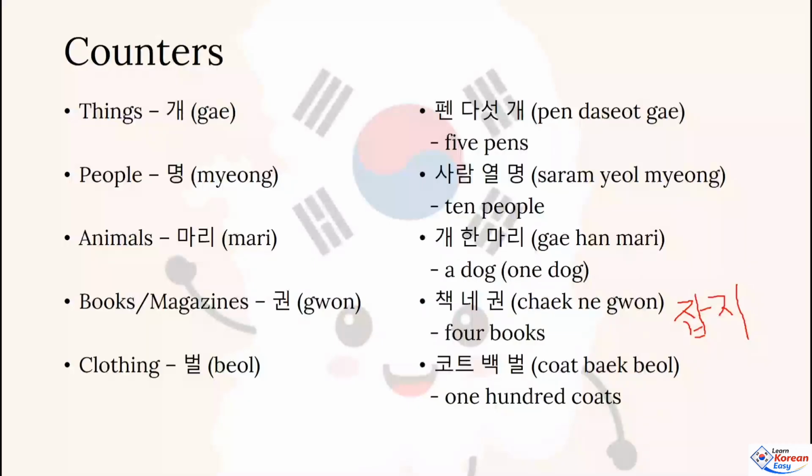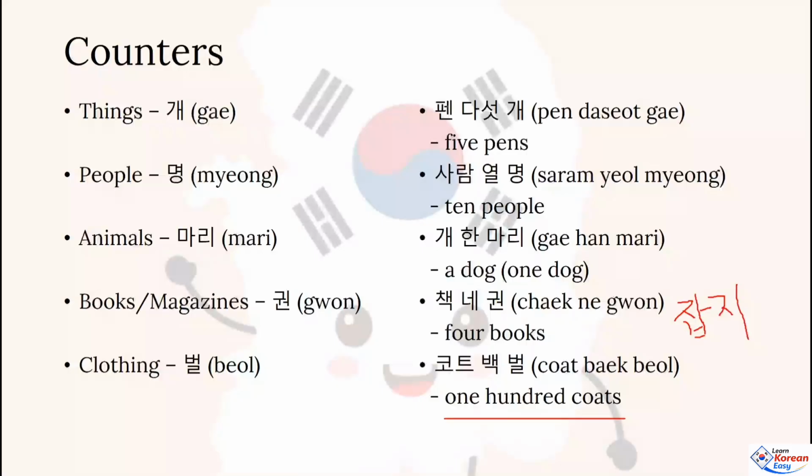Okay, finally, clothing, you say 벌. Funny thing is, another meaning for 벌 is actually bee, the stinging bee. But when counting clothing, you say 벌 also. So let's say 100 coats, for example. Coat in Korean is 코트. It's the same thing. So you say 코트 100벌, 100 coats.